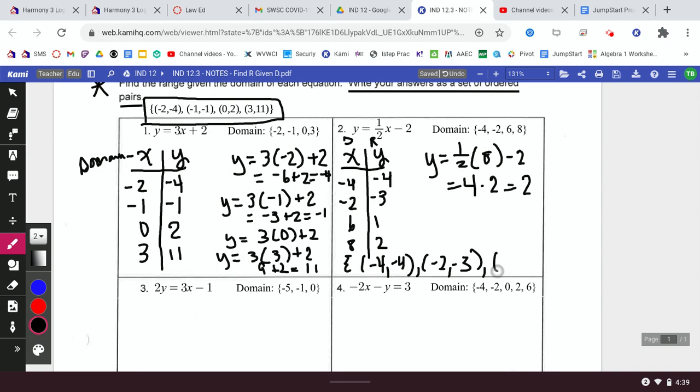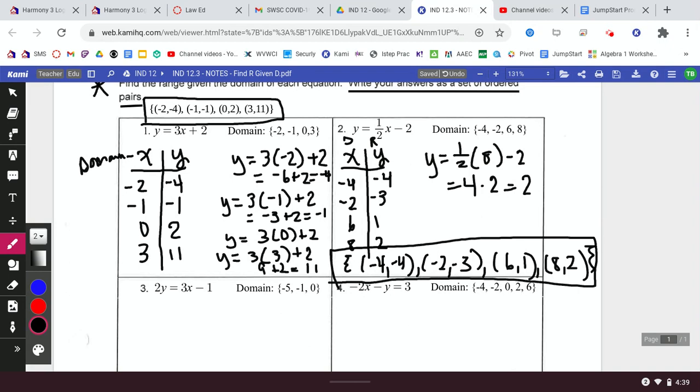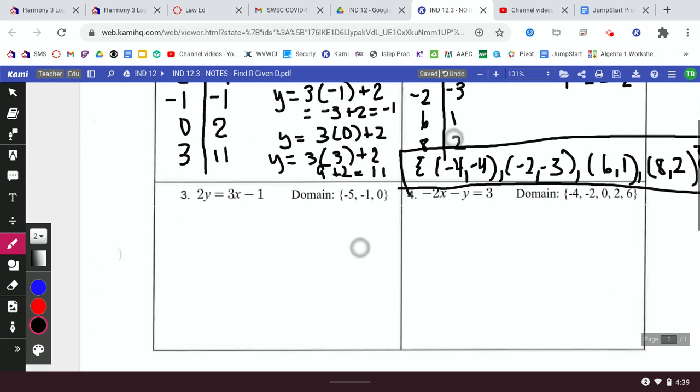My next one is 6, 1. And my last one is 8, 2. And there is my answer, given as a set of ordered pairs, also known as a relation. Okay? All right. This time I'll try not to erase the values in my T-chart when I get it done.